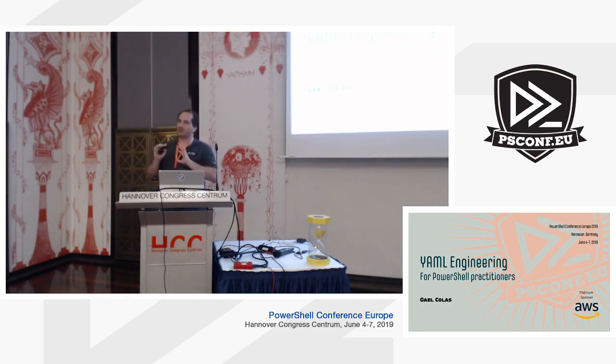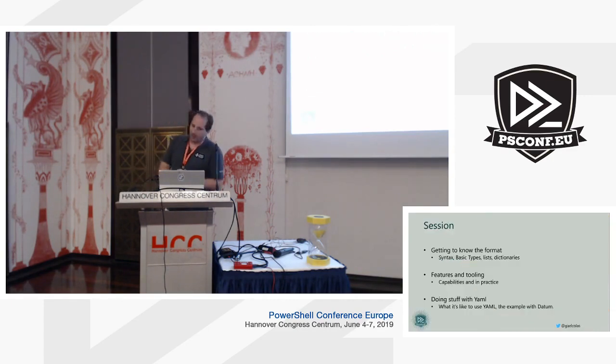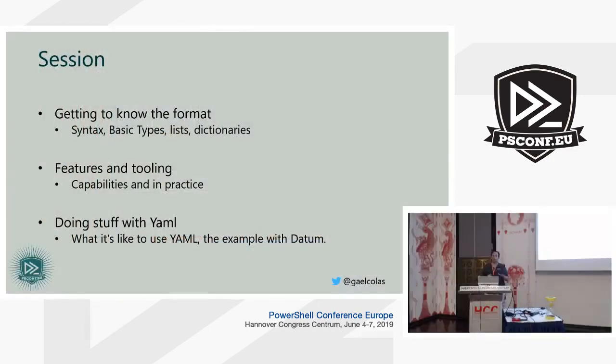So we're going to start with the basics of YAML, just writing it down to show what type of structure you can have. And if you have any question for this first part, feel free to ask, and then I want to make sure everything's clear. So we're going to get to know the format, the basic syntax, basic types, lists, and dictionaries or hash tables.